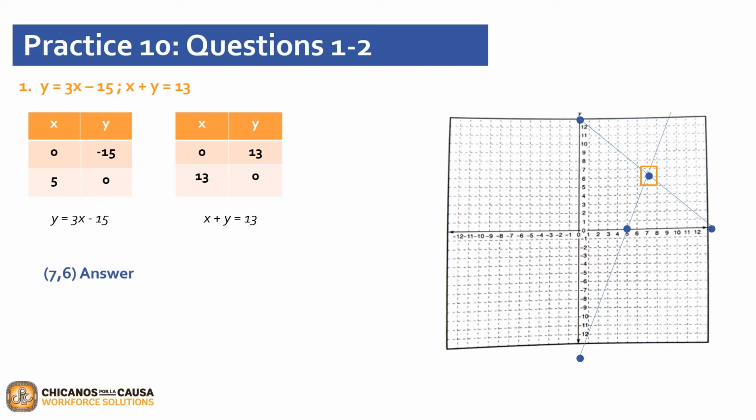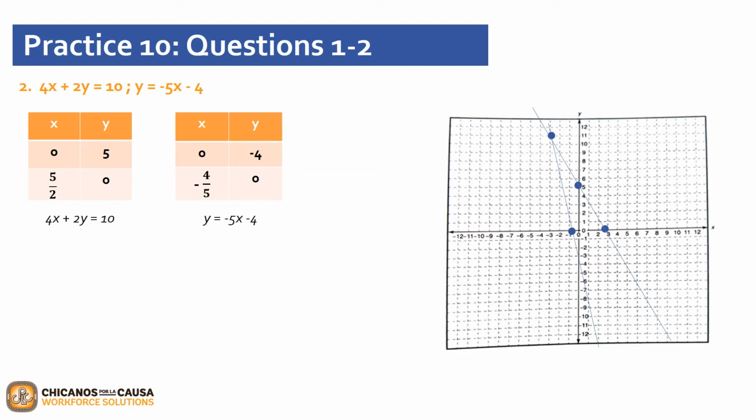Question 2. We have 4x plus 2y equals 10 and y equals negative 5x plus negative 4. So we're going to do the exact same thing. Again, we are going to be finding the ordered pairs in order for us to graph these lines, which I already have. And by doing so, we need to make x equal 0 in order to solve for y. Then you're going to make y equal 0 in order to solve for x. You're going to do that for each of the two equations that we have been provided.